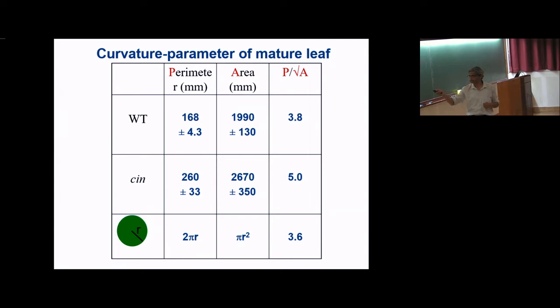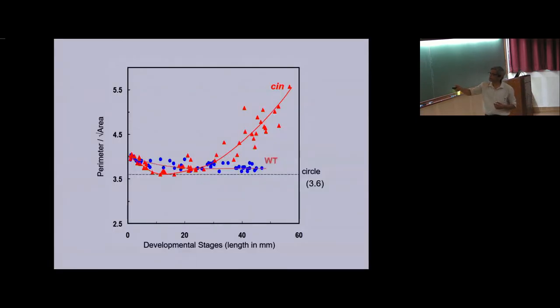For a perfect flat circle, it should be 3.6. And if you plot this value as the leaf grows, this is roughly a 32% increase compared to this one, and that's enough to destroy the flatness. So what you're seeing here is the leaf growing in this axis. This is the small leaf, and these are the bigger leaves.